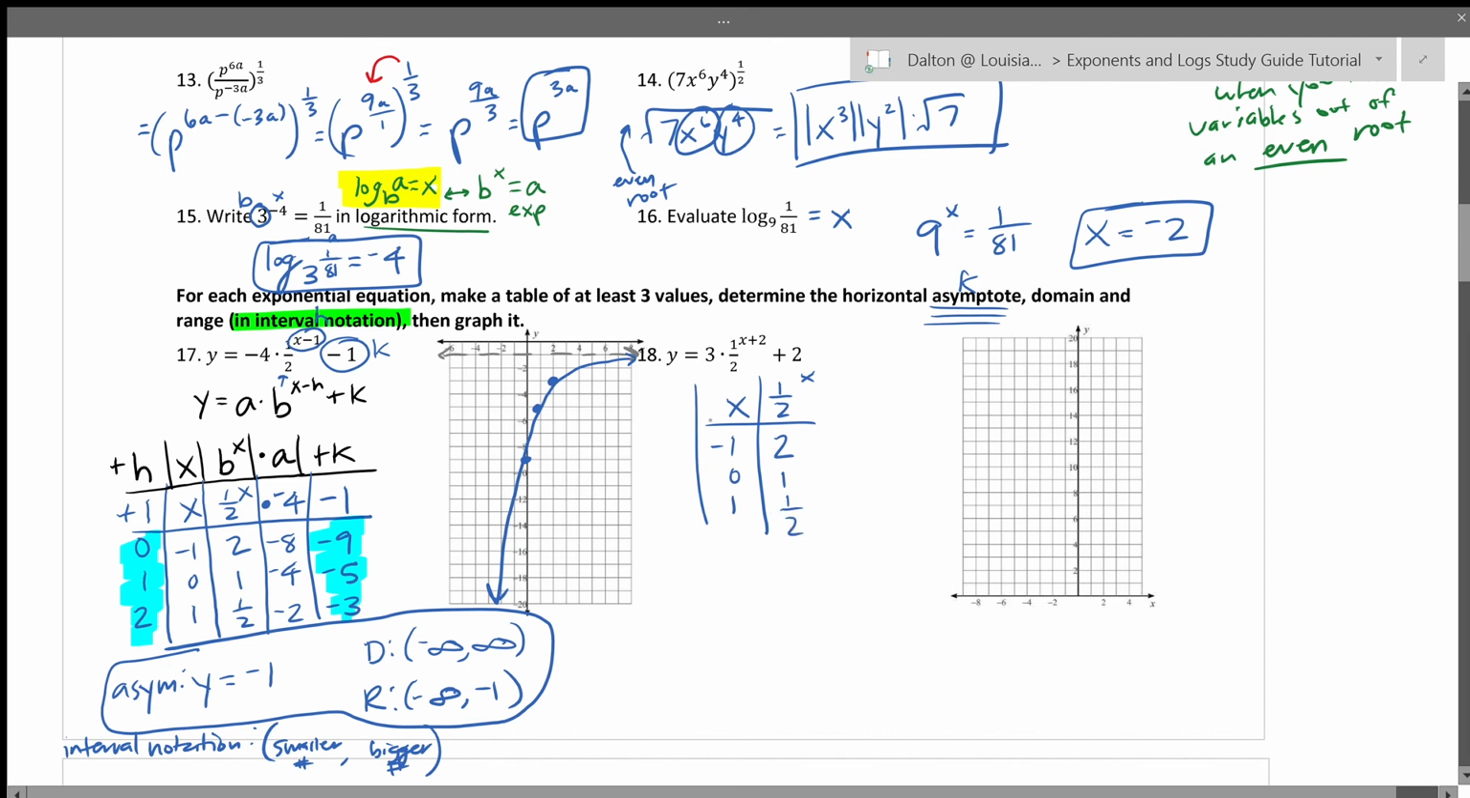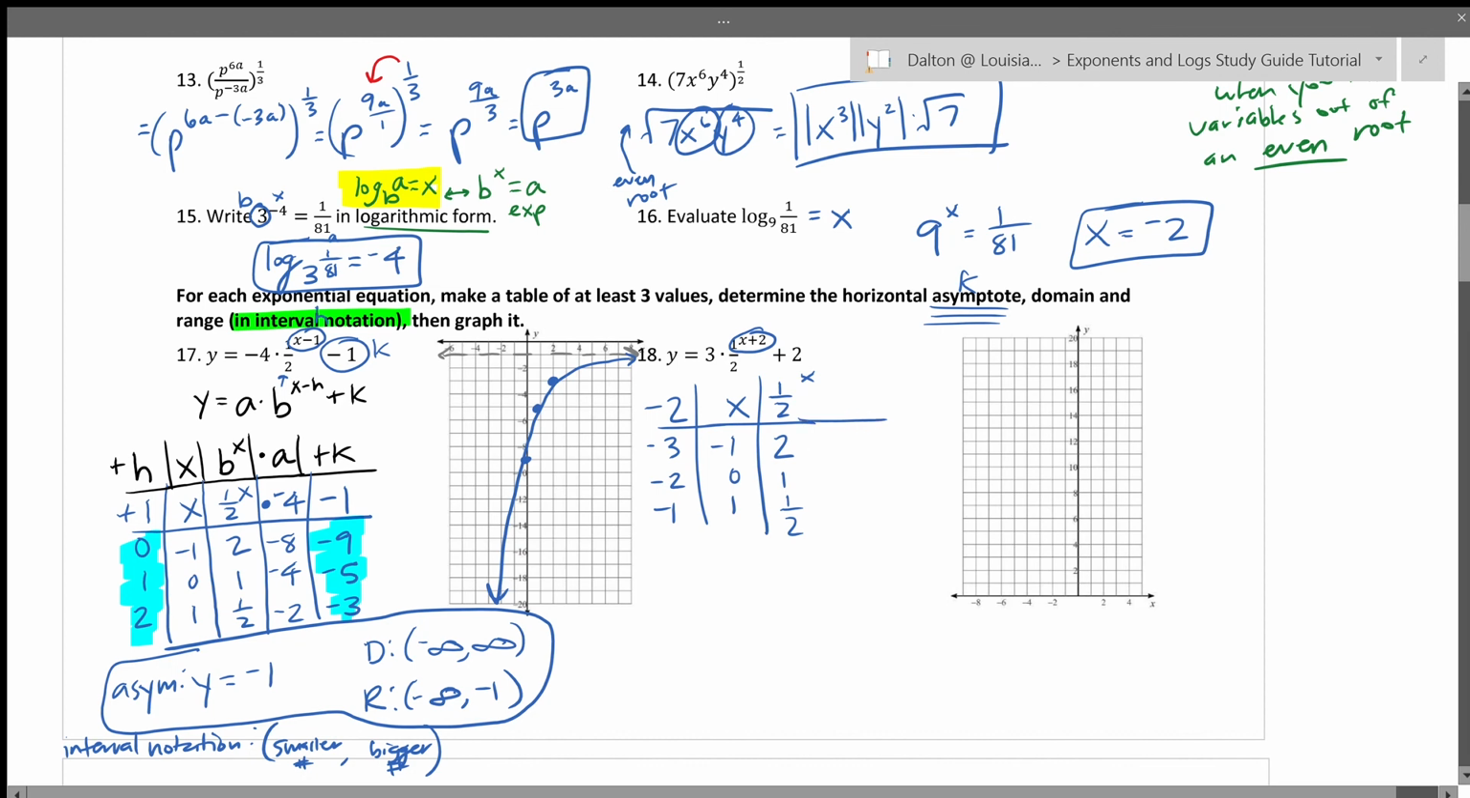And then I'm going to go ahead and add h. Well, if I have x plus 2, that actually means I'm going to subtract 2. I'm moving everything to the left 2. So -1 minus 2 is -3. 0 minus 2 is -2. 1 minus 2 is -1.